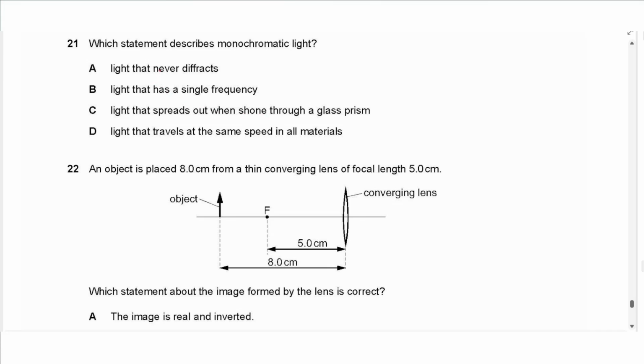Question 21 says, which statement describes monochromatic light? Light that never diffracts? No. Light that has a single frequency? Yes. So the answer is B.